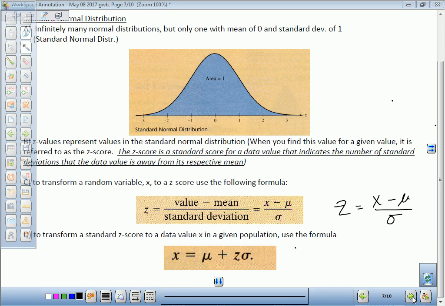Okay? So now when we find a z-score, we can find the probability or the area under the curve associated with that z-score. And that way we can compare things that are not the same.